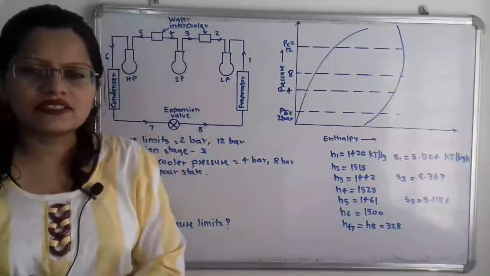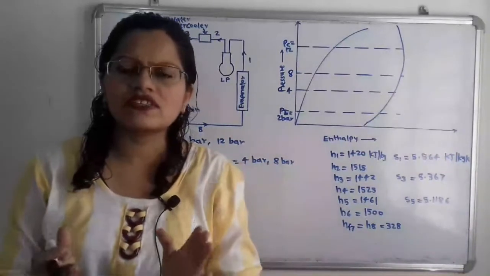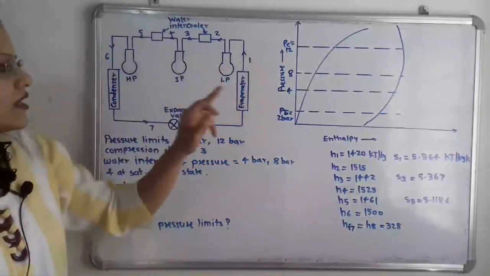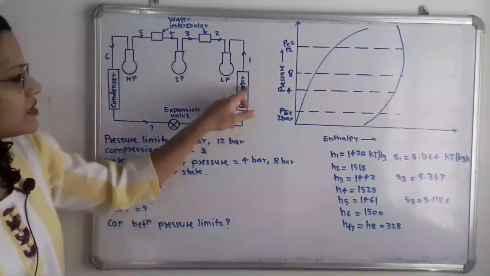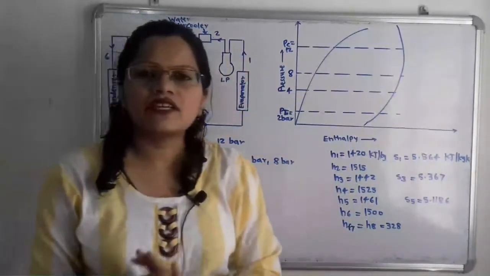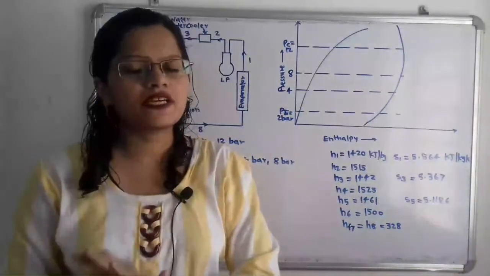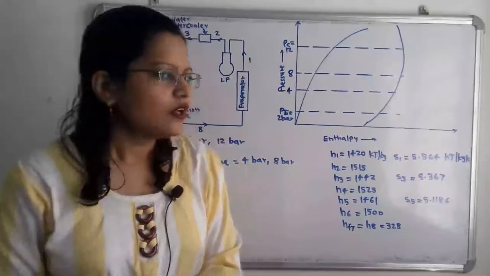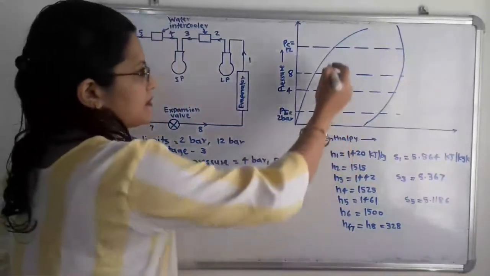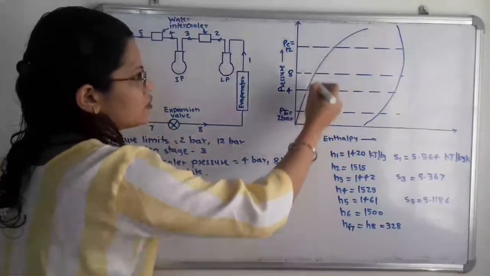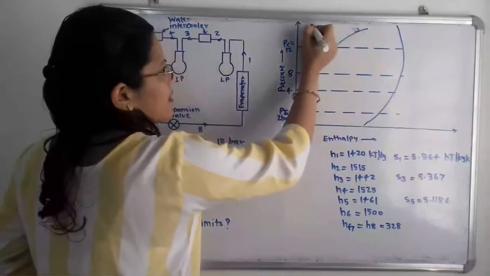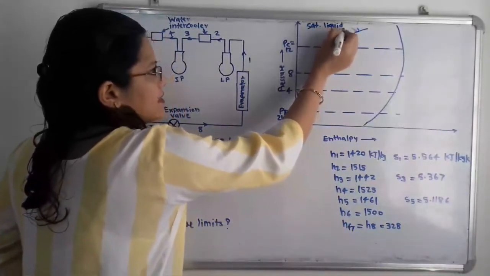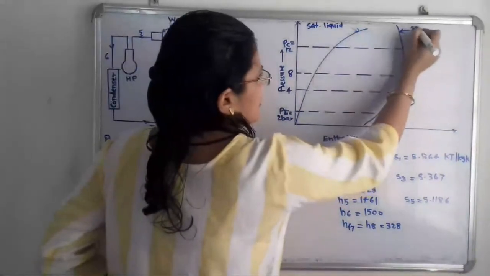So we will consider the initial state of this refrigerant. We know that at point 1, when the refrigerant is leaving the evaporator, it is at evaporator pressure and it is at saturated vapor state. So this is the pressure enthalpy chart. This line is the saturated liquid line, and this line is the saturated vapor line.